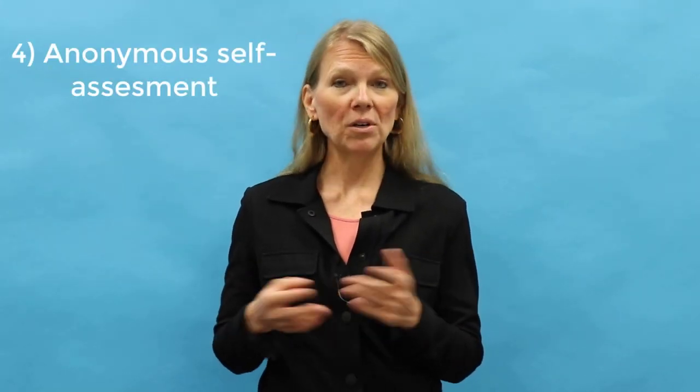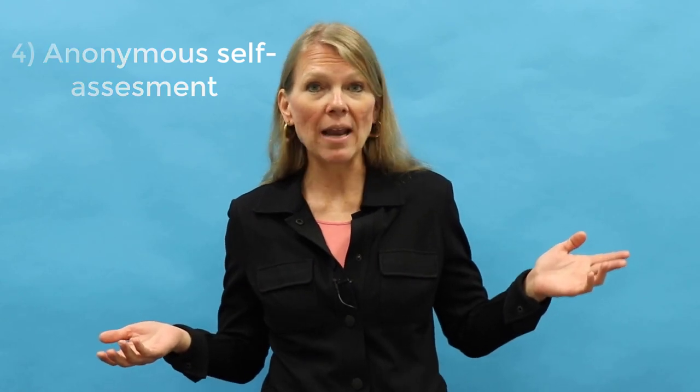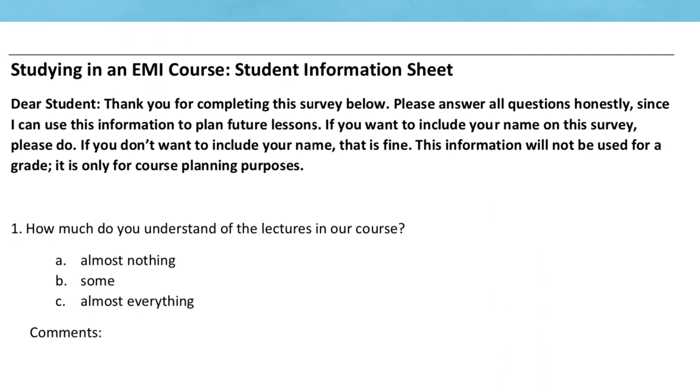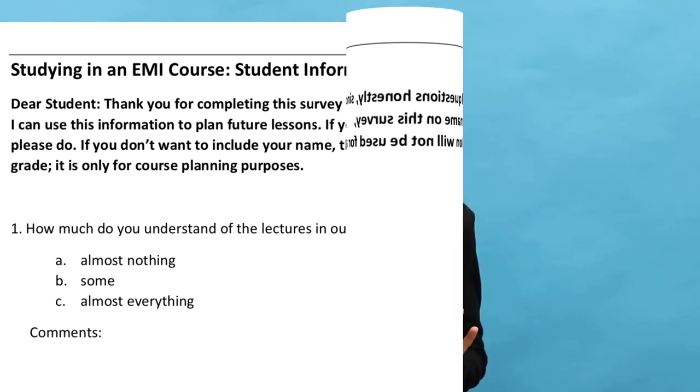The fourth and final way to identify students' needs is to have students complete an anonymous self-assessment. For example, after a lecture, you can ask them questions such as, "Overall, how well did you understand this lecture?" And give them options such as, "I understood very well," "I understood fairly well, but not everything," or "I did not understand much at all."